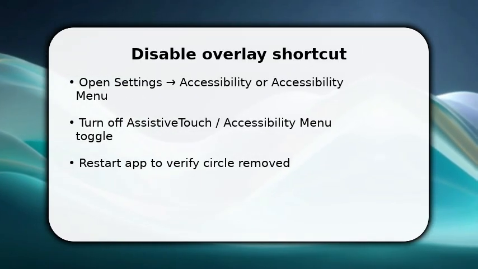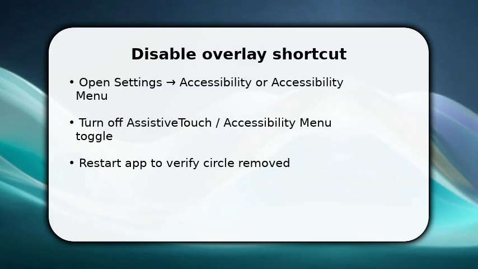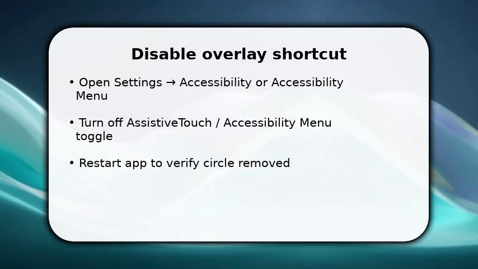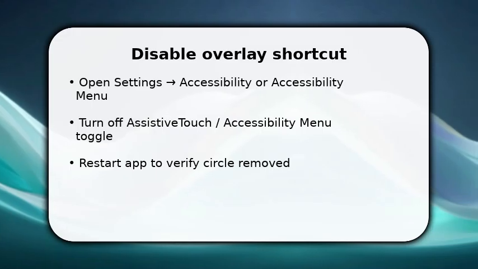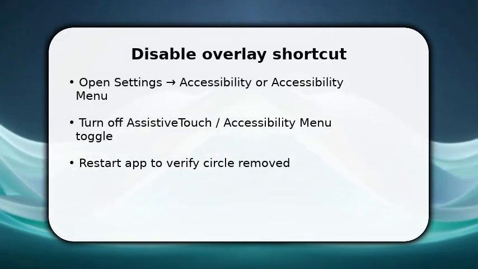If the circle came from a third-party app, long press its icon, choose App Info, and disable overlay permissions. After you change settings, close the affected app or force stop it and reopen to confirm the overlay is gone.